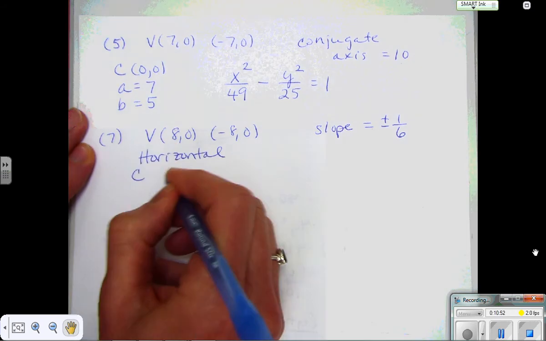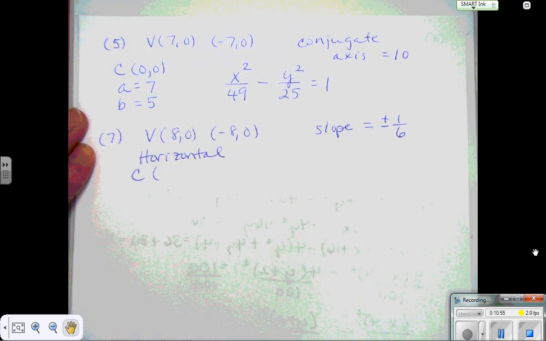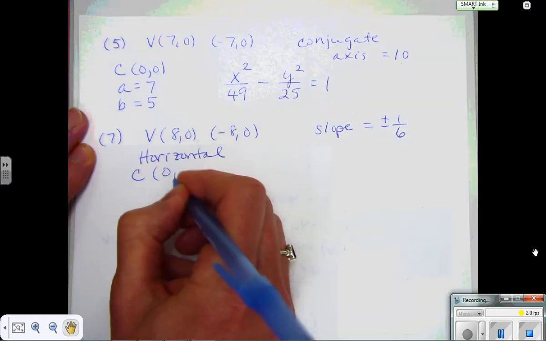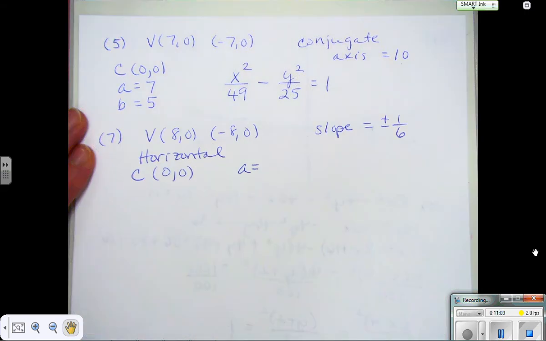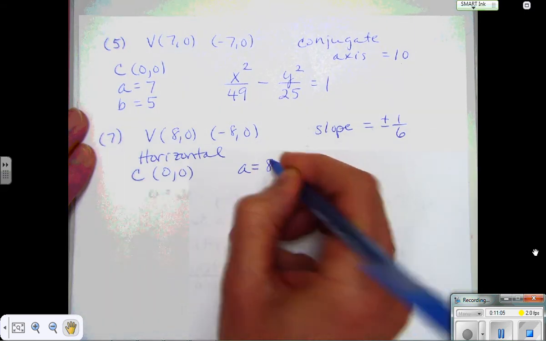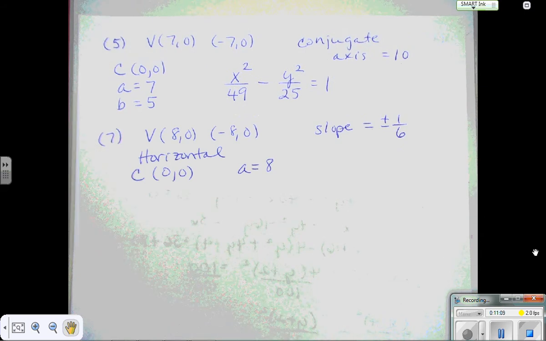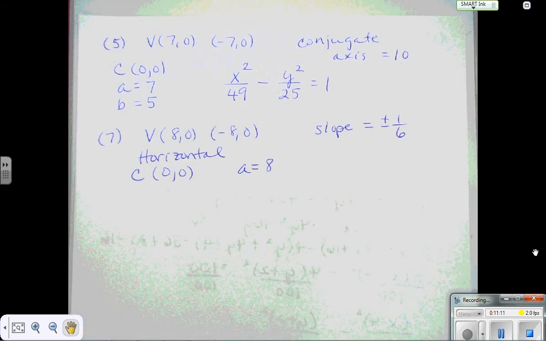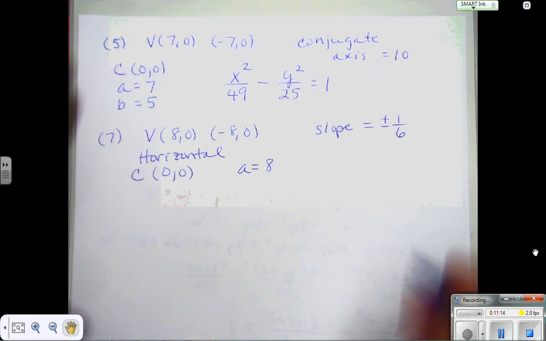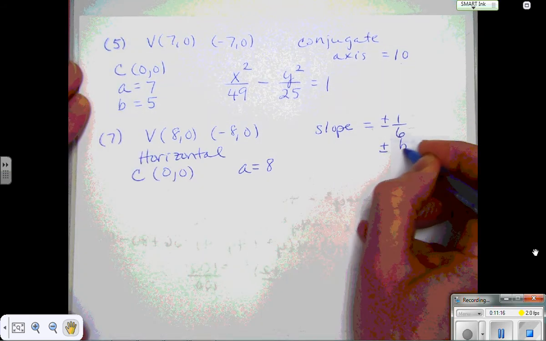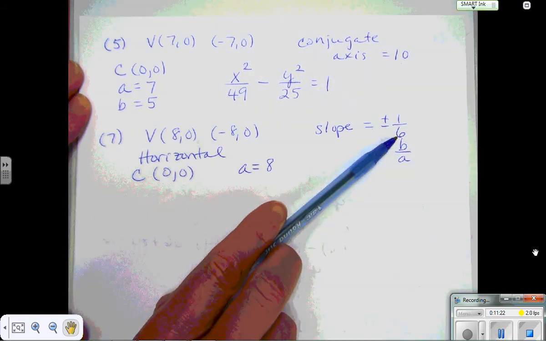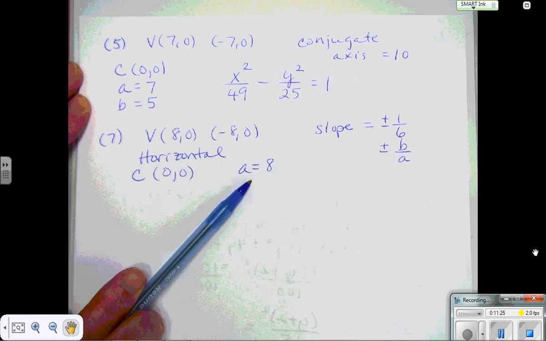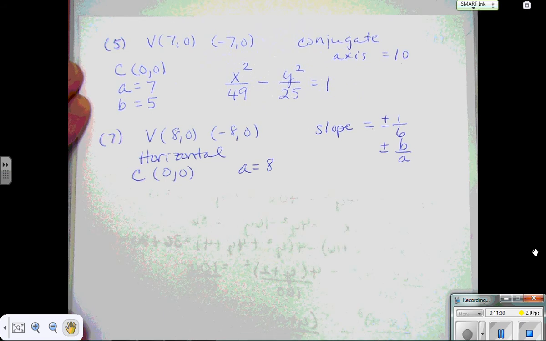So your center, I can use the midpoint again for between the two vertices. It's going to be 0, 0. So that means that A is what? What's the value for A? 8. Now for a horizontal hyperbola, the asymptote slope is plus or minus B over A. Okay, so this has 6 in the denominator, but I know that's not A because A is 8. So what that means is that B is going to be like some kind of a fraction, and it just reduced down.